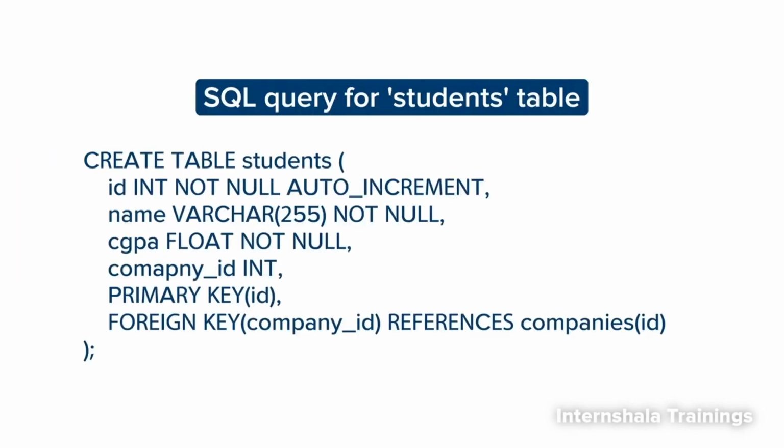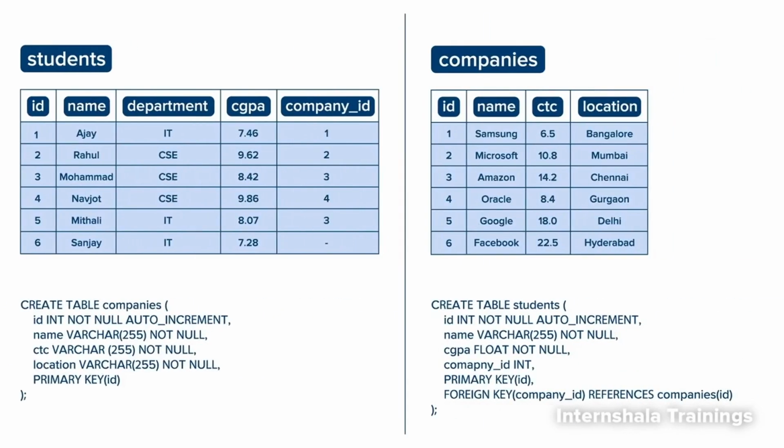Let us now look at the SQL query we can use to create the students table. Here, in this query, we have defined the company ID as the foreign key, which is referencing the ID attribute of the companies table. Note that after the constraint, the attribute name is defined inside the parentheses. So, this is how we can define a database for a given scenario. In this video, we designed a database by creating multiple tables and understood their SQL queries.